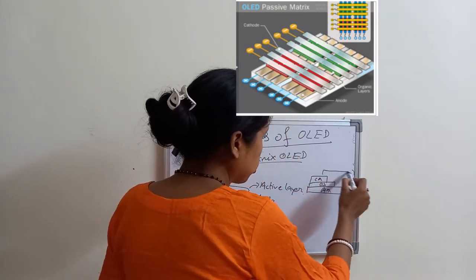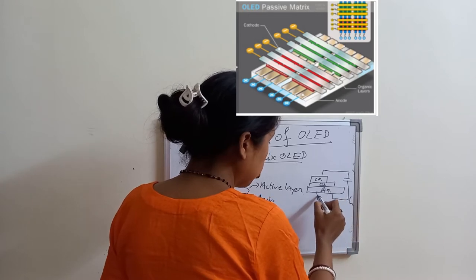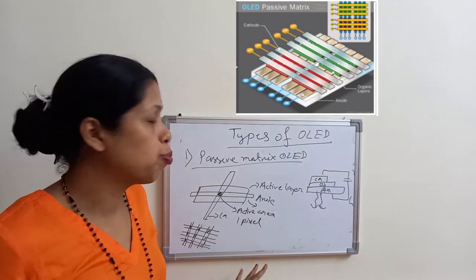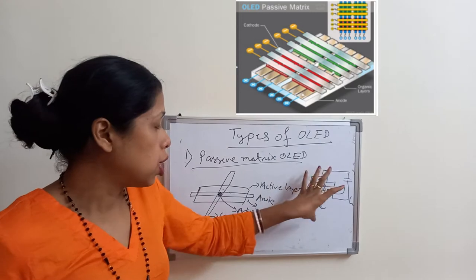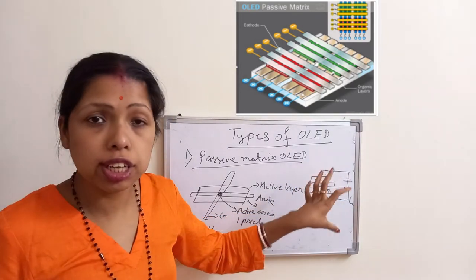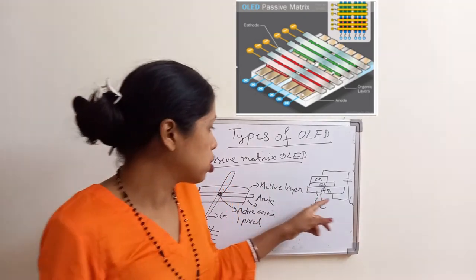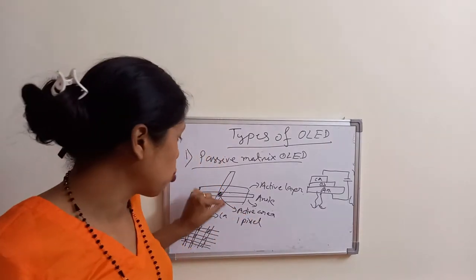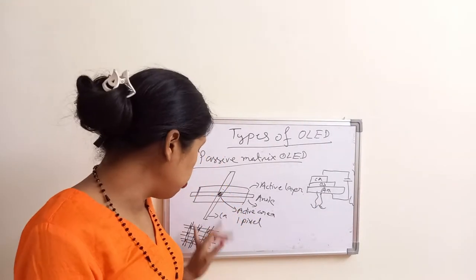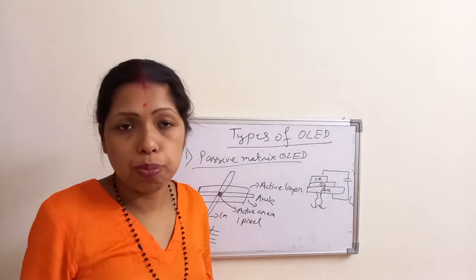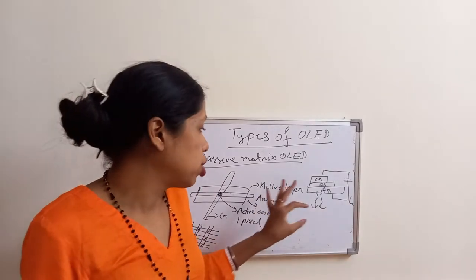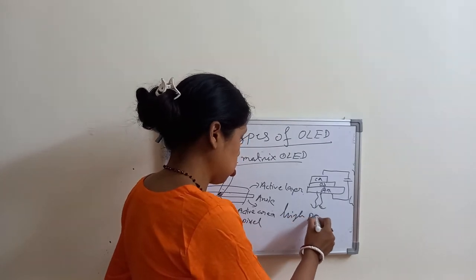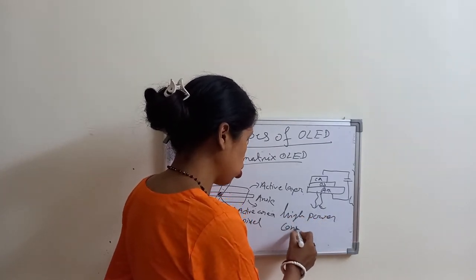We have to apply bias like this way, and light will be emitted through the anode layer. This is a very simple process, but we have to apply the power supply, and for this a complex driver circuit is required. Once you apply the power supply, you get the light. For each pixel, you have to apply a separate power supply. So if 9 pixels are there, you have to apply 9 different power supplies. That's why the driver circuit is complex, and there is high power consumption.